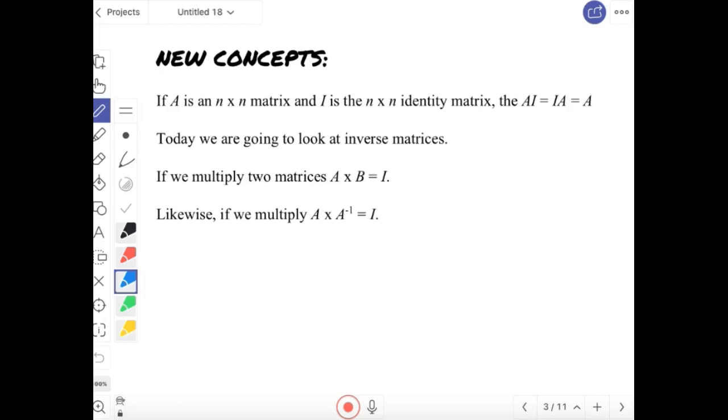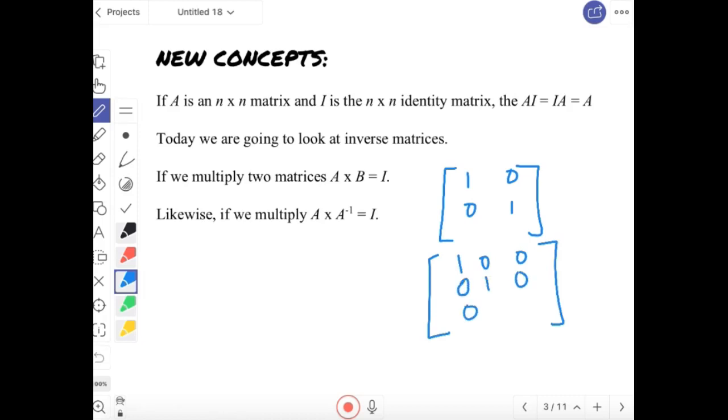If you don't remember what the identity matrix is, this would be a 2 by 2. We would have 1, 0, 0, 1. And then just to show you a 3 by 3, it would be 1, 0, 0, 0, 1, 0, 0, 0, 1. So you have all zeros except for a diagonal 1 pattern. And then for notation's sake, we multiply A by the inverse of A, which is A to the negative 1. That's what our B matrix would be. It would be our inverse matrix.